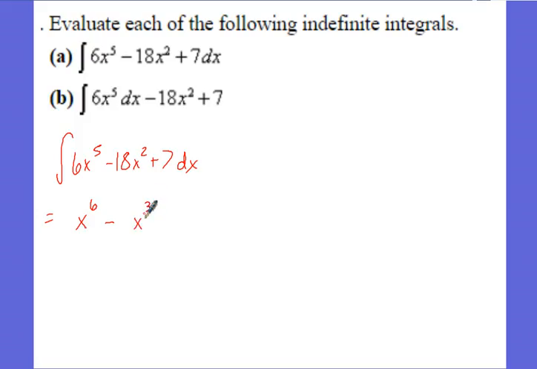Okay, good. So it's x to the 3rd, but 3 times what gave me the 18? 6. Simple stuff, right? Okay. Plus 7x. Good. Don't forget that. Plus c. This stuff's too easy, right? We good? All right. Notice the difference on the next one.